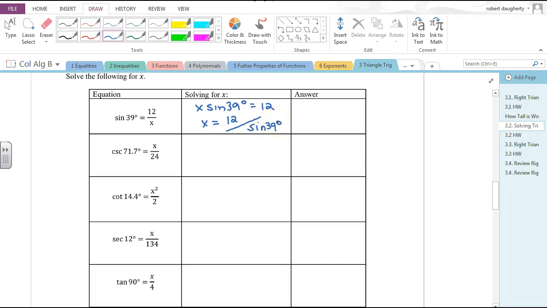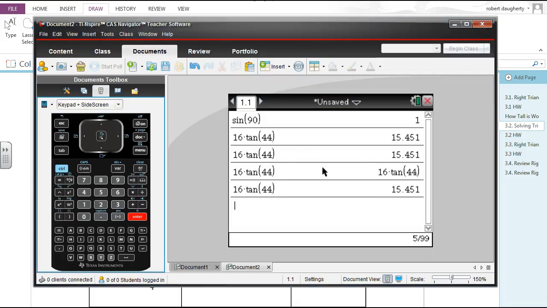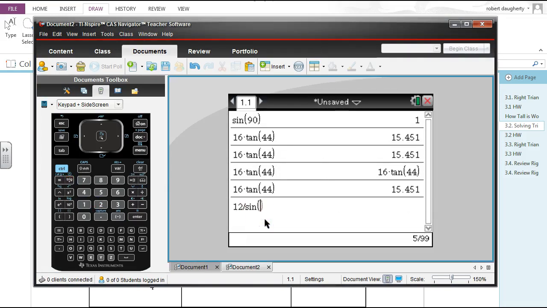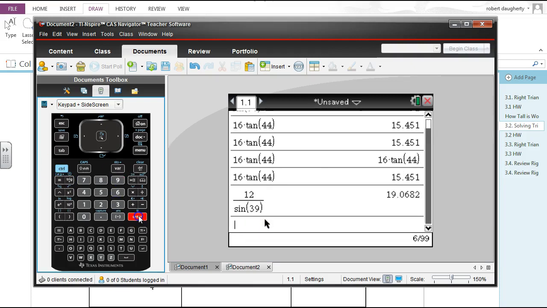So how do I figure this one out? At this point I go to the calculator. So 12 divided by trig function, sine of 39, and that's 19.07.